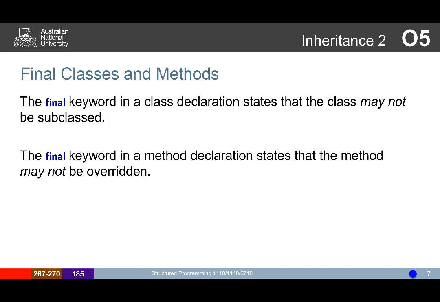Thinking back to the animals that we did last lecture, which classes would be final in that case? So we had animals, we had mammals, and we had dogs and cats and snakes and reptiles. What kinds of classes should be final? A dog. Why should a dog be final?